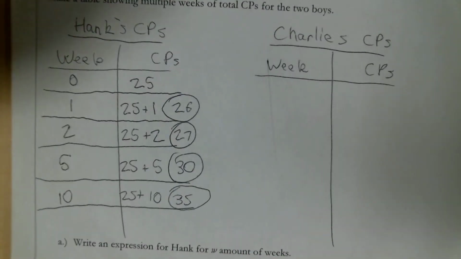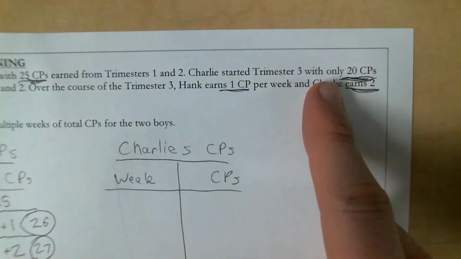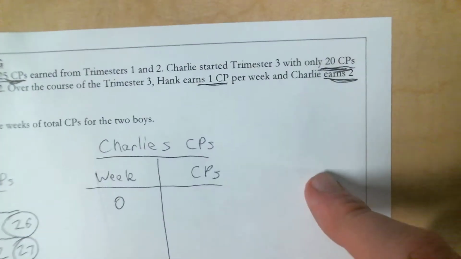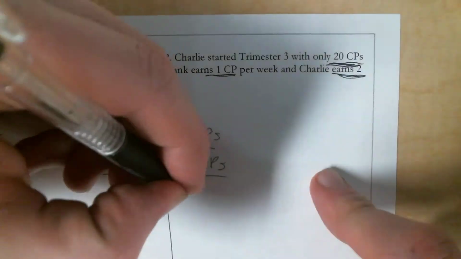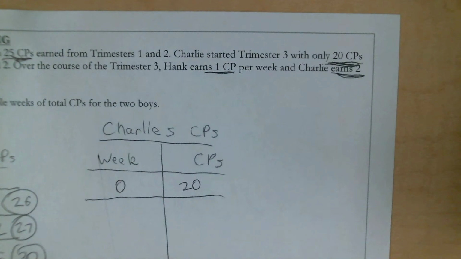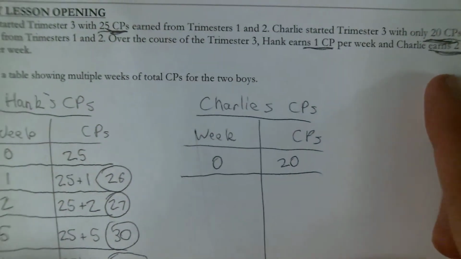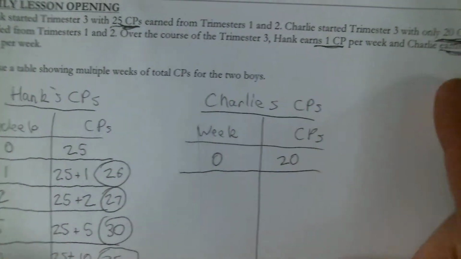Let's take a look and see how Charlie's going to be different. Now remember, when we read through this, Charlie starts with only 20 CPs. So that means already, what can I say about week 0? He has 20 in week 0. Now Charlie's going to get a little more complex because our friend Charlie is earning 2 CPs per week.